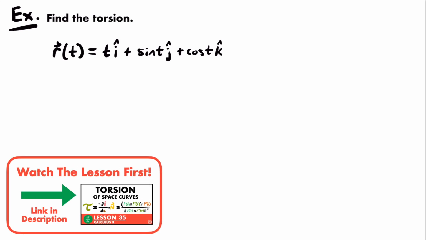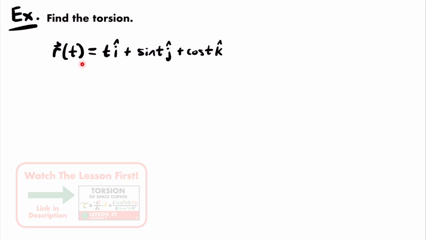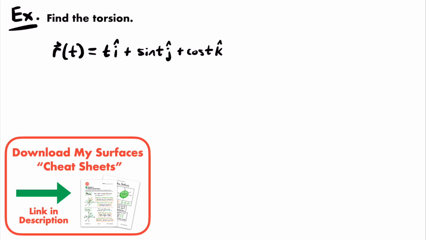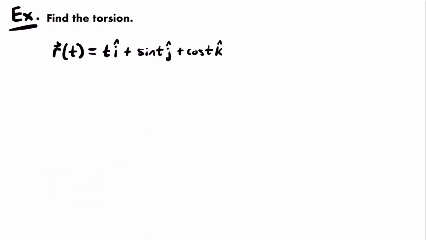All right, and what it means for us to find the torsion of this vector function, since we're not given a specific value of t where we want to find the torsion, is that we just want to find a general expression that represents the torsion of this space curve at a particular value of t. And in order to find that general expression of the torsion, we will use the following formula.